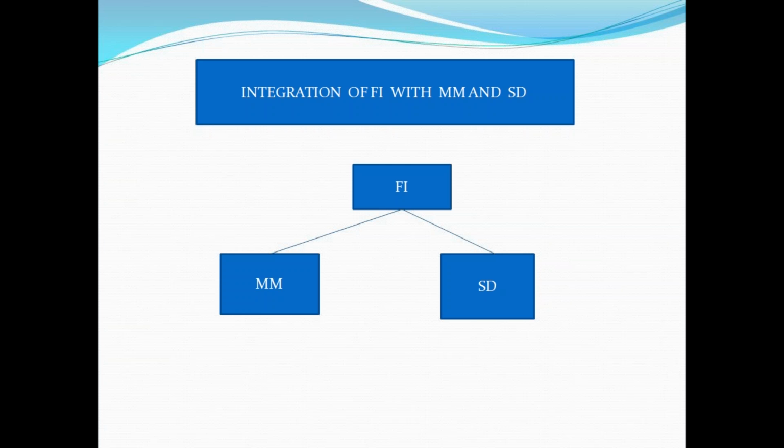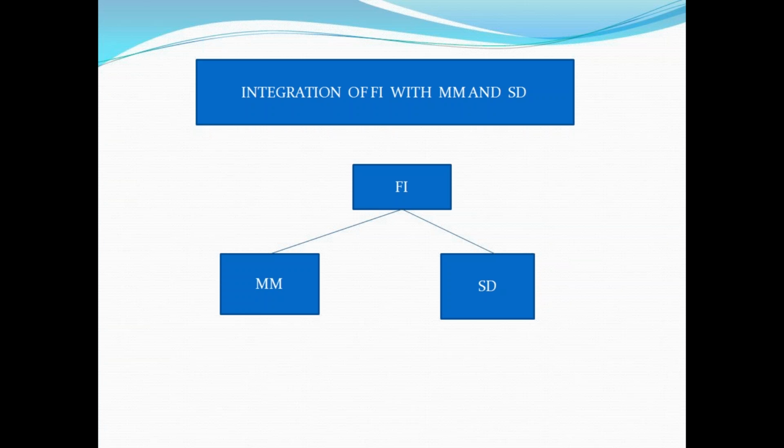Why do we have to integrate the FI module with MM and SD? Suppose any transaction happens in MM or SD; if it is account affectable, the system automatically updates the FI. For this purpose, as a FICO consultant, I have to create some GL accounts required by the MM and SD consultants, and assign those GL accounts for automatic posting. So any transaction in MM or SD automatically updates the FI. That is the reason we integrate the FI with MM and SD.